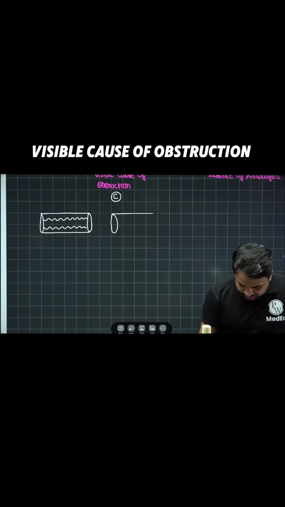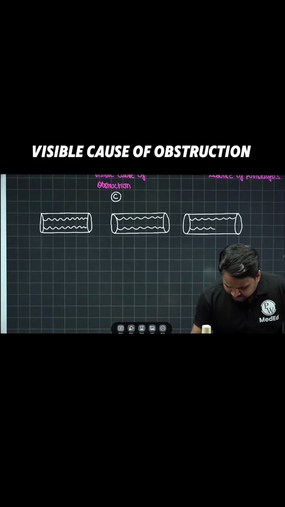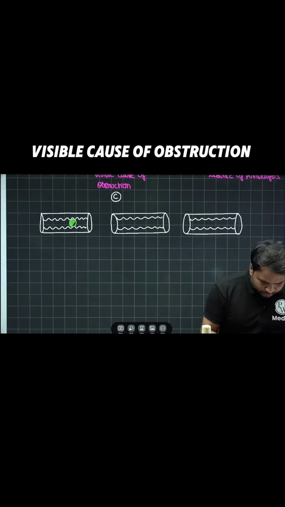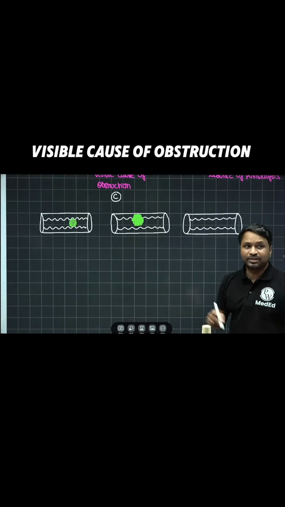Now there are three different varieties in which you can cause the mechanical obstruction. There are three different obstructive components. I would broadly classify them into three different causes, right? One, if the source of obstruction is inside the lumen, we call it intraluminal obstruction. If it is arising from the wall of the bowel loop and then causing the obstruction, this is called intramural, that is arising from the wall.